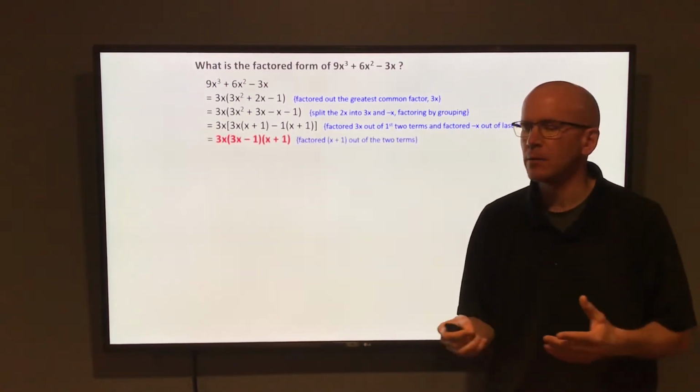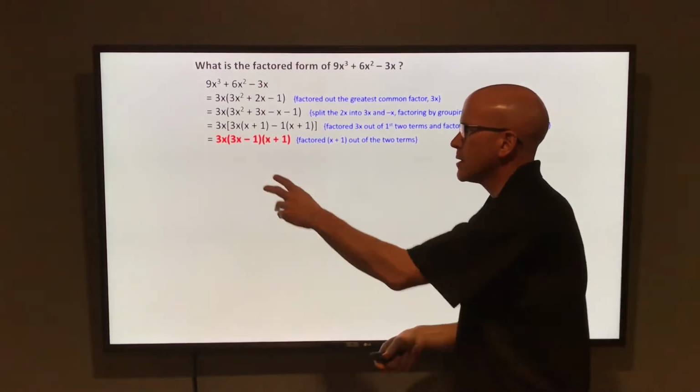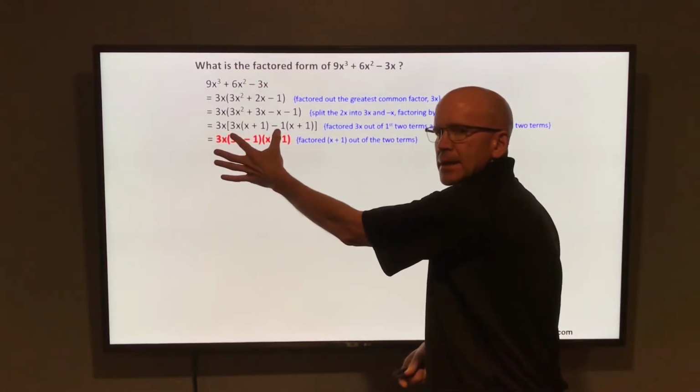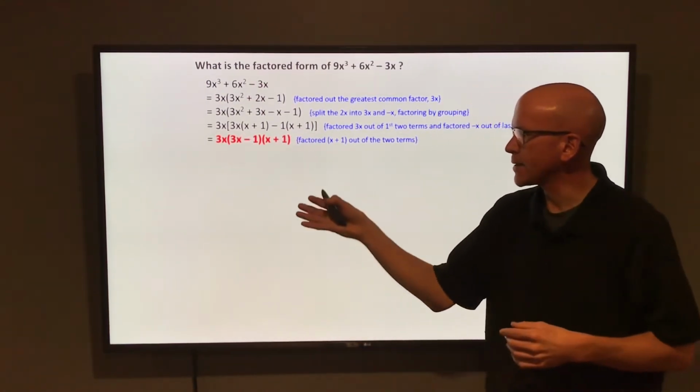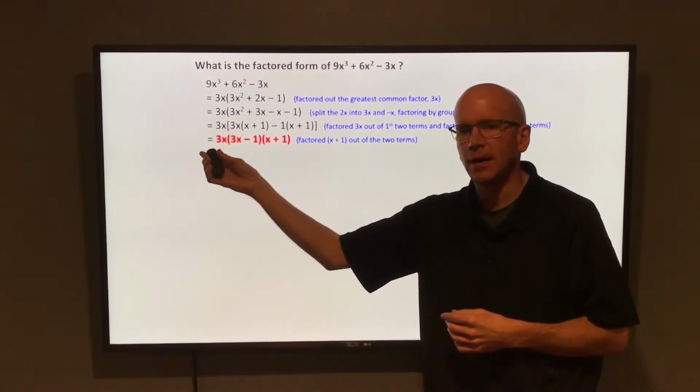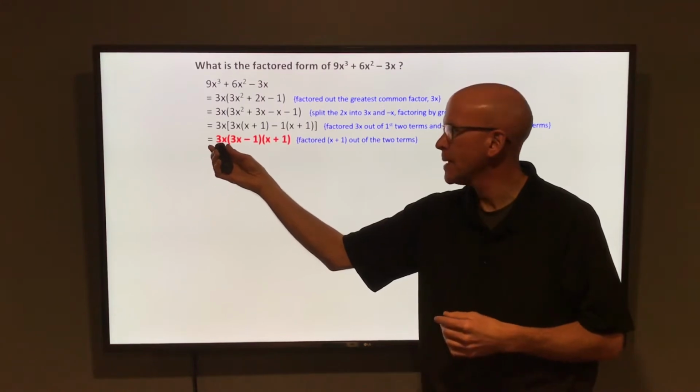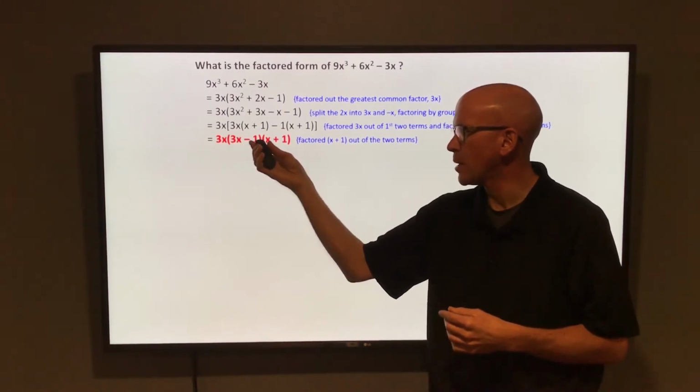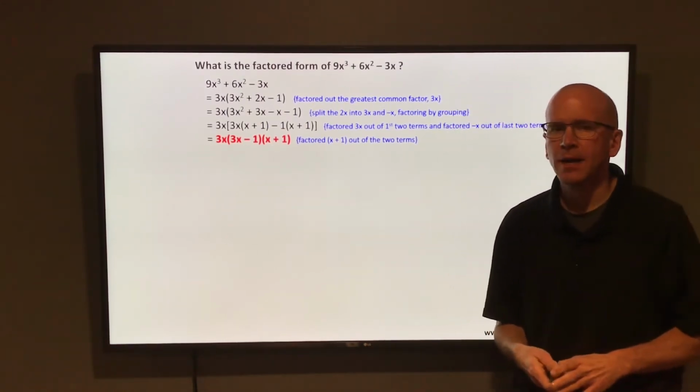When you take that out, it's just like erasing it with your eraser, you would be left with the 3x and the negative 1. So when you factor an x plus 1 out of that, you have 3x minus 1. Don't forget, you have the 3x out in front of both sets of parentheses. So 3x times 3x minus 1 times x plus 1, that is now completely factored.